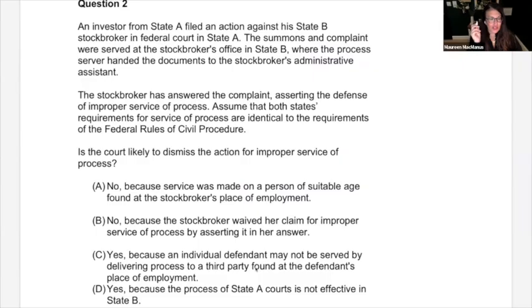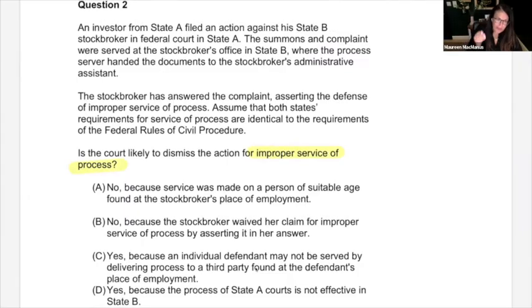So start with the call of the question. Is the court likely to dismiss the action for improper service of process? So improper service. So we're not in SMJ, now we're in service. This is tested a little bit less frequently than some of the SMJ problems that you're going to see as you practice, but still falls under this umbrella. So let's have a look. And there's a lot we can get from this question.